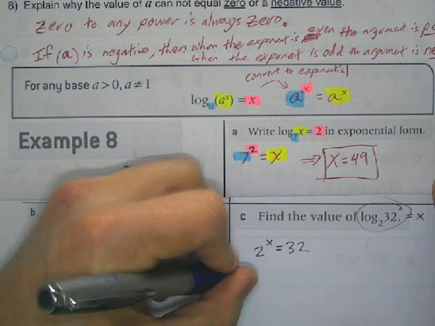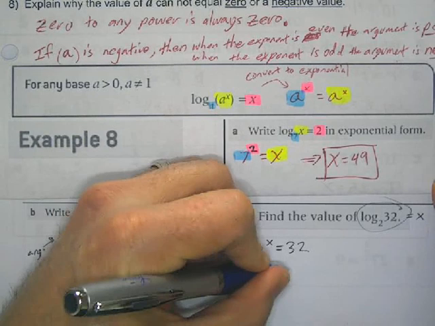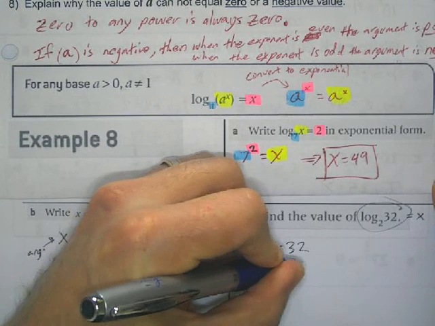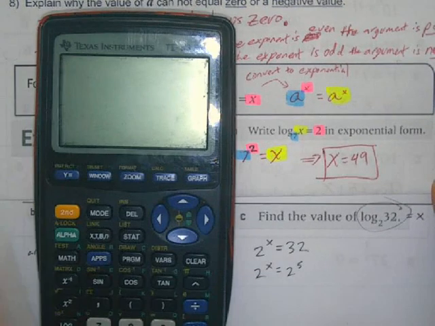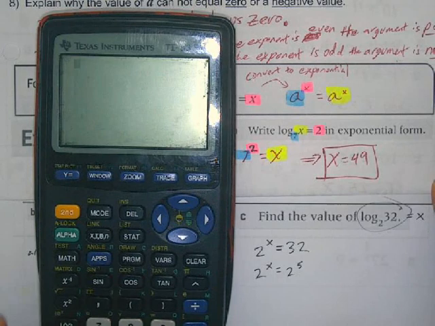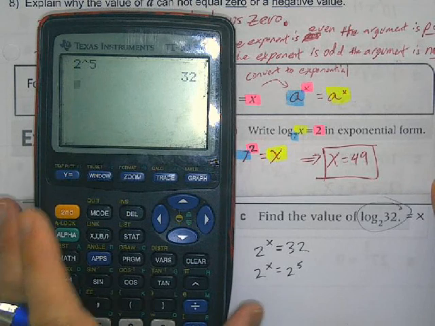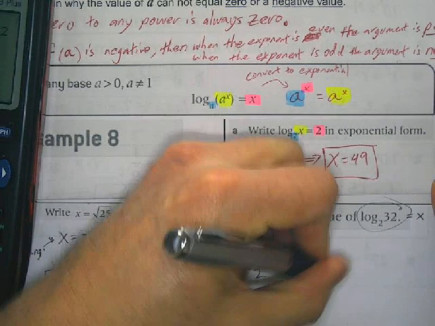I already know that it's going to be 5. But let's just pretend I didn't know it was 5. We could check it with a calculator. 2 to the power of 5 is 32. So x has to be 5.